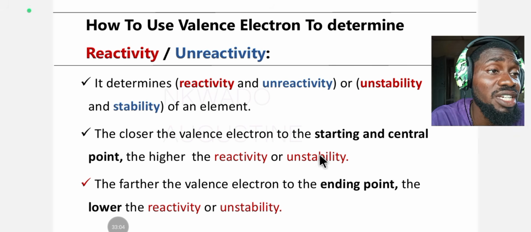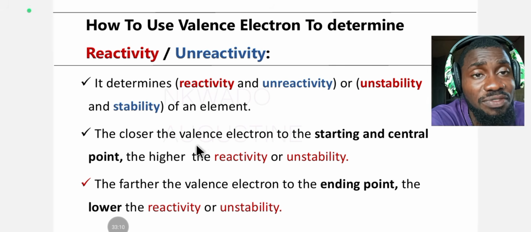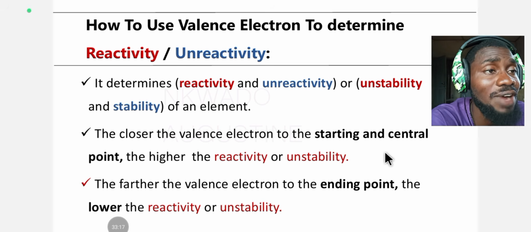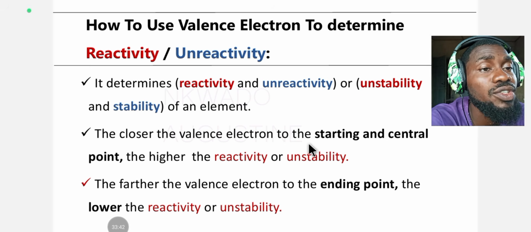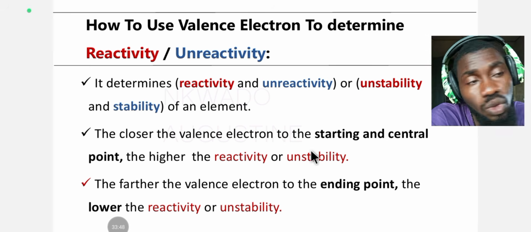The maximum electron capacity of the second shell is 8. The first element we did is what? Nitrogen. And the valence electron of nitrogen is 5. It says the closer to the starting point. The starting point is 1. The central point of 8 is what? 4 and 5. So 5 is exactly the central point of the maximum electron capacity, which is 8. So this element is reactive, but not so reactive.